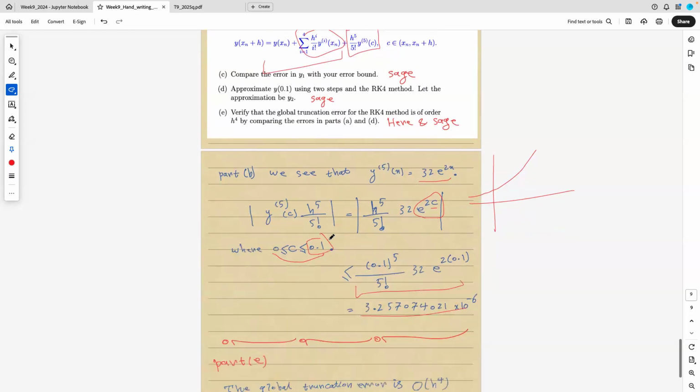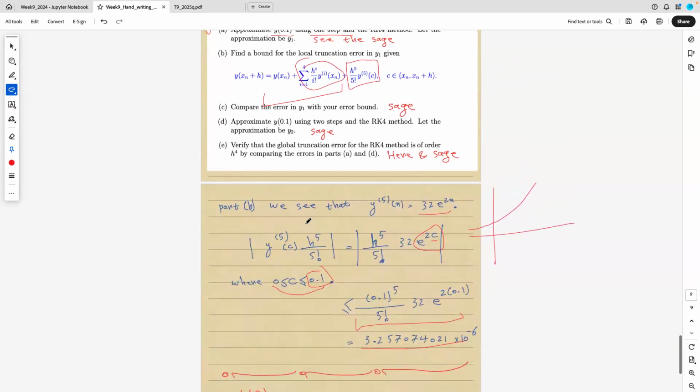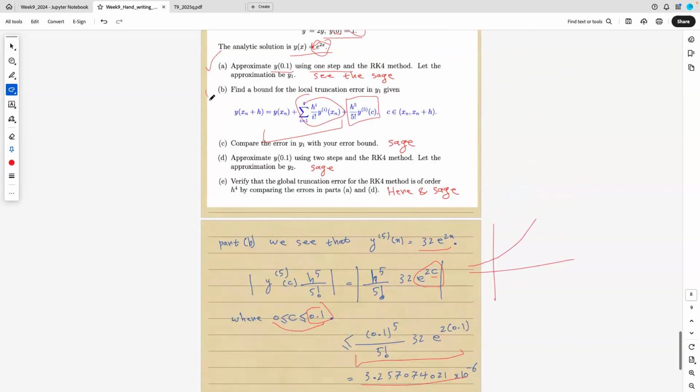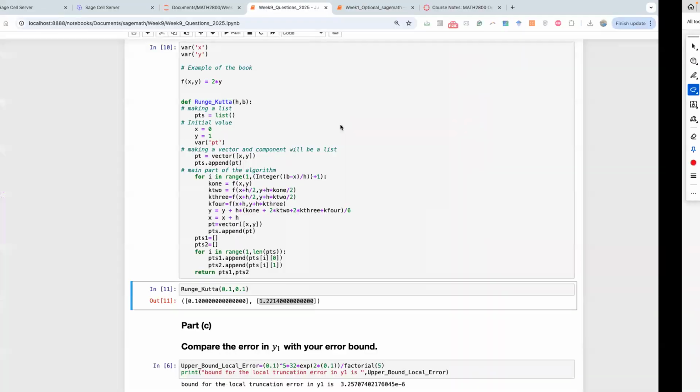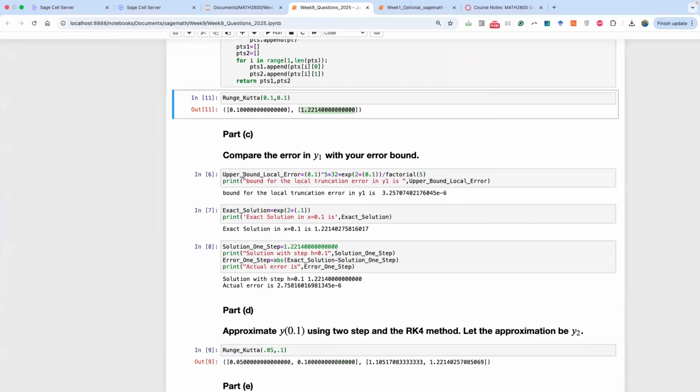Okay. Very easy. Now, part C, approximate y of 1/10 using two steps, which means h should be 0.05. So let's go to Sage. Okay, so Sage Math.